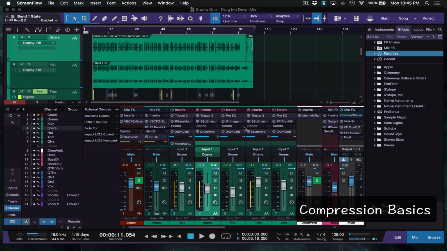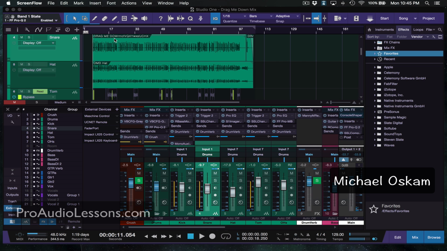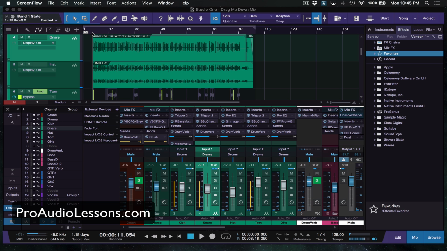Hello everybody, this is a lesson, an introduction to compression, which I know is a topic that a lot of people are confused about, curious about, hear a lot about, and this is going to clear up a whole lot for you. We're going to start with the basics. We're going to start with what a compressor is, what its purpose is, how it works.